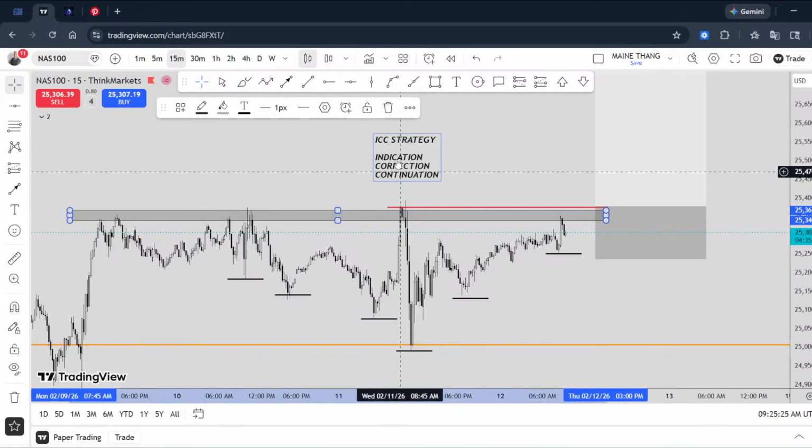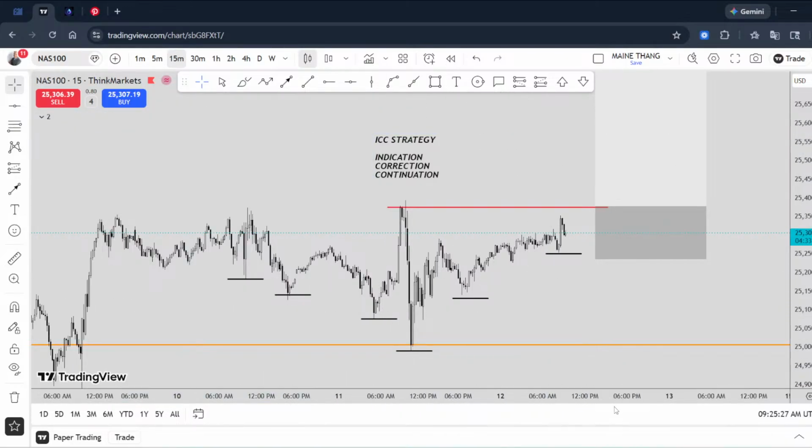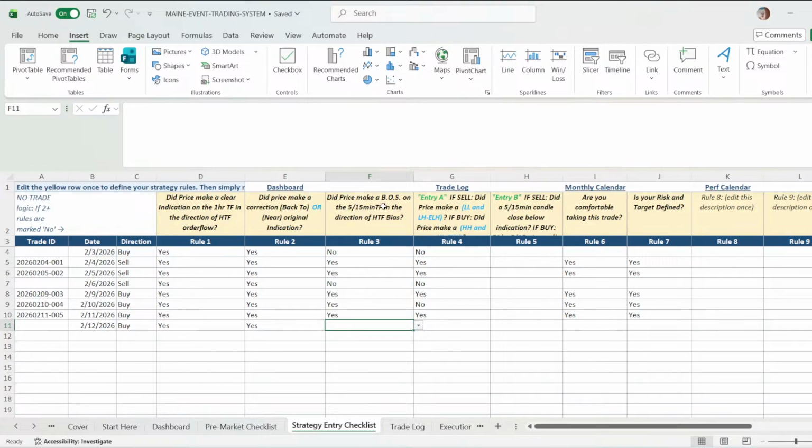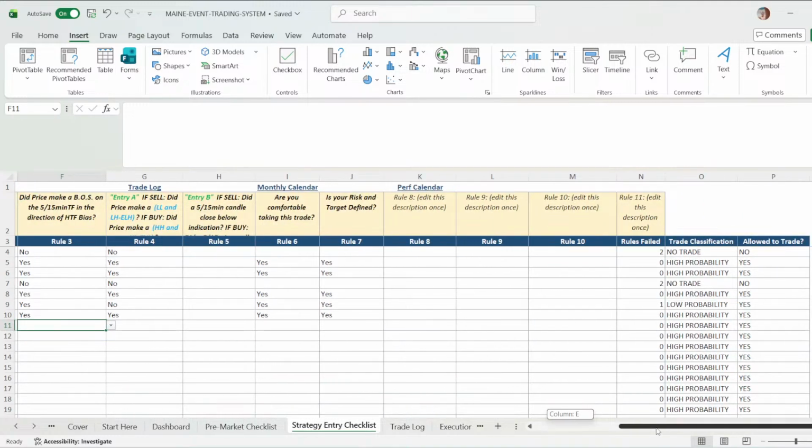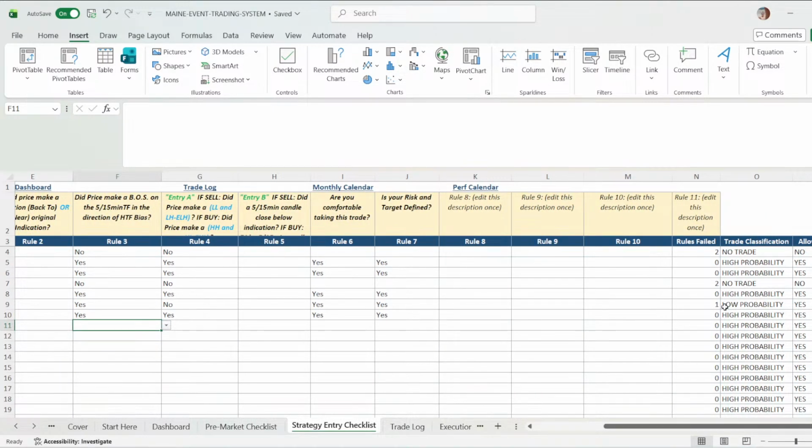Get rid of this. We know it's resistance there. We're at with our rules. We're waiting on break of structure on a 15-minute. And for anybody new tuning in, if I don't follow one of these rules, it's going to let me know low probability. If I don't follow two of these rules, it's simply no trade. No trade. Listen to your system. Listen to your rules.